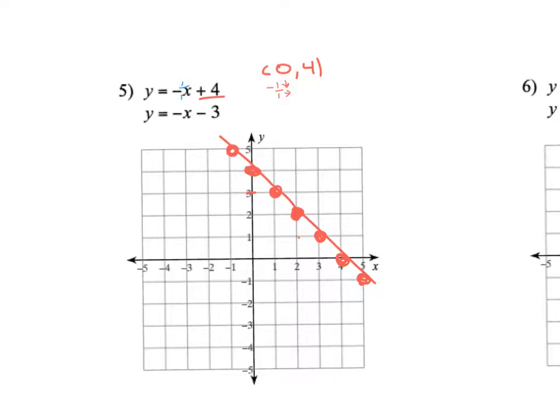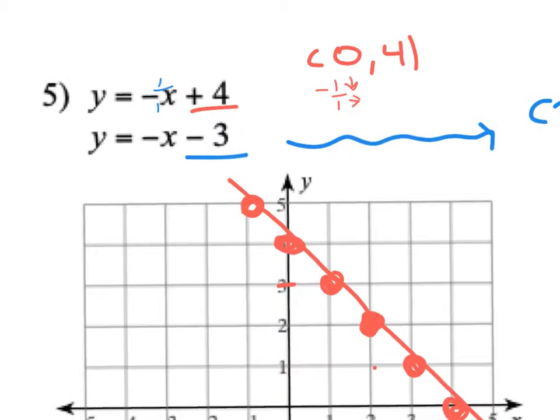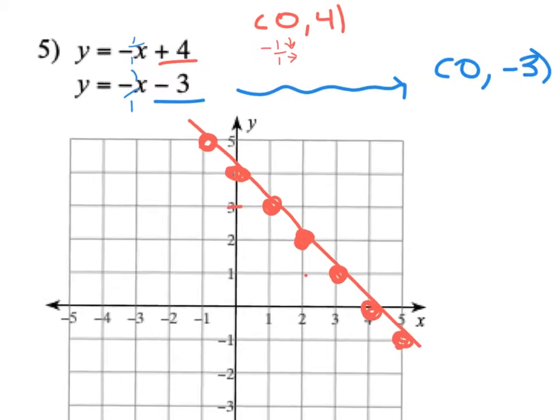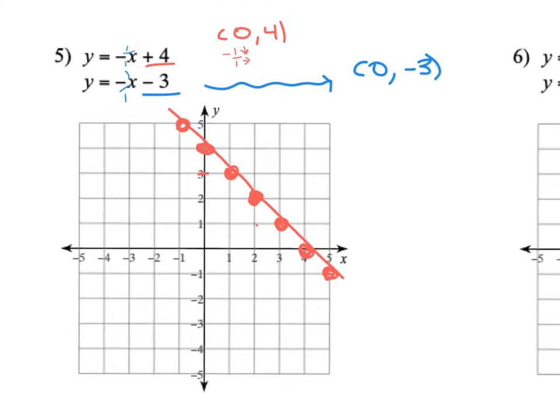Okay, so my last line, I begin at minus 3, which is the same as negative 3. So my beginning is at 0, negative 3. Again, my slope is negative 1 over 1 because I have a negative x for my slope. So if nothing is written in front of my x, that's the same as negative 1 over 1. So my slope is negative 1 over 1.